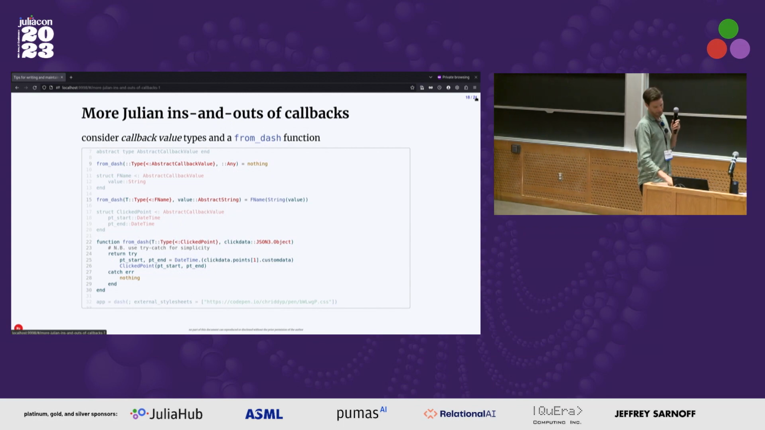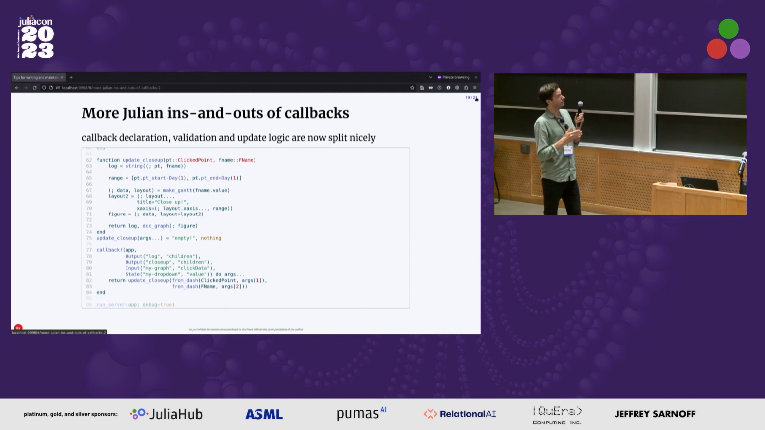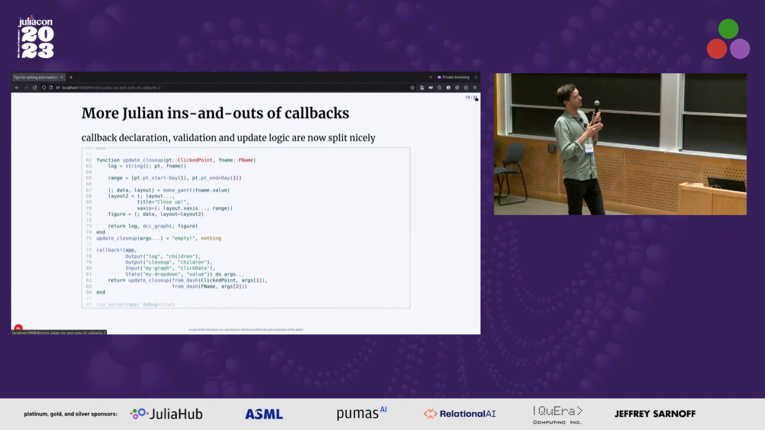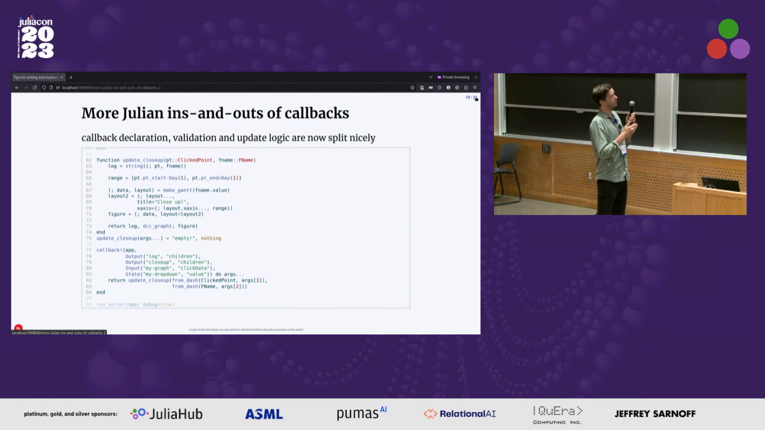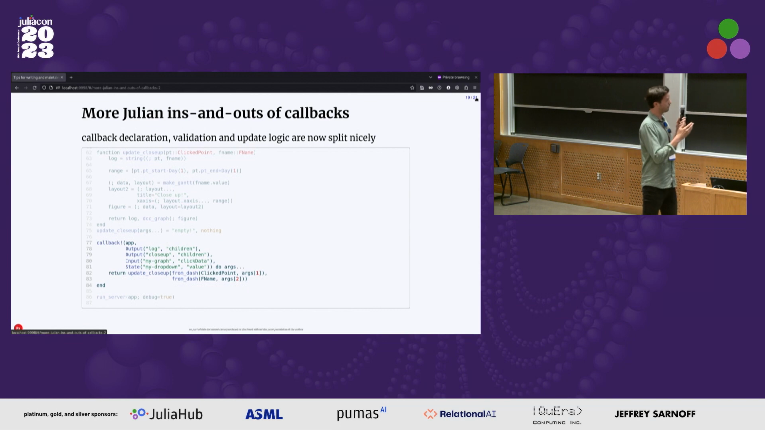And if we go ahead and plug this into our app, so this is the update close-up, looking a lot easier to read, more maintainable, more scalable. So here, instead of dispatching on JSON3 objects and having to dig our way down to the values we want, we're just dispatching on click point and fname. We still have the fallback method. And then our callback looks like this.